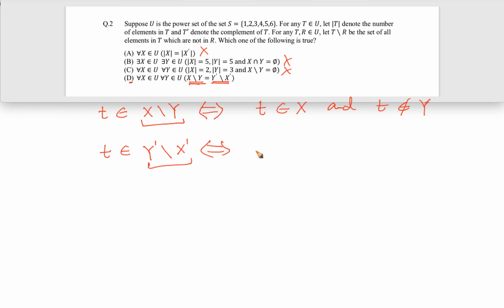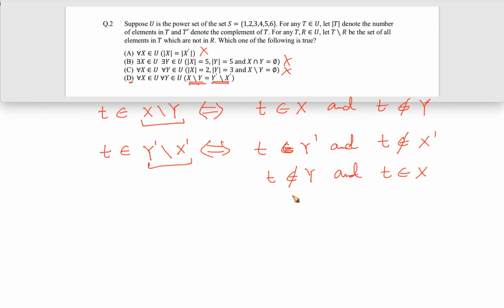Firstly, let's try to understand it simply by the definition. Similarly as above, T definitely belongs to y prime, there is no doubt about it, but at the same time, as we did above, T definitely does not belong to x prime. Now if T belongs to y prime, then T does not belong to y, only then it belongs to y prime. At the same time, if it does not belong to x prime, then it definitely belongs to x.